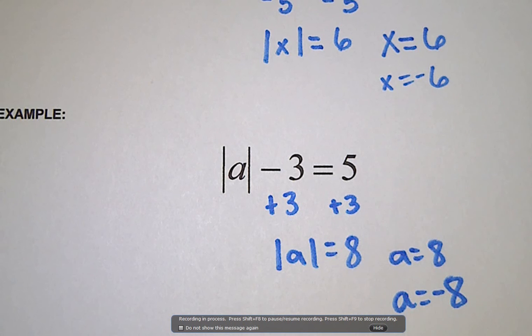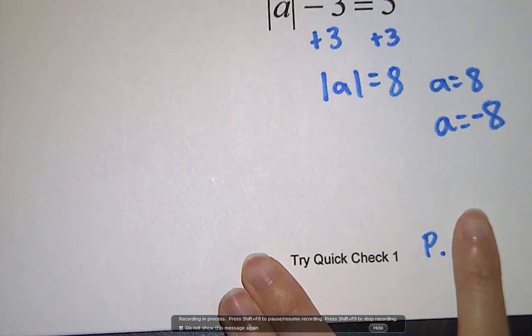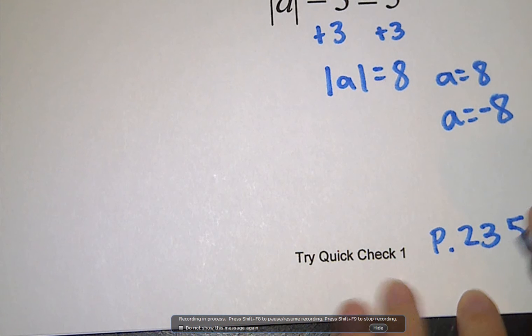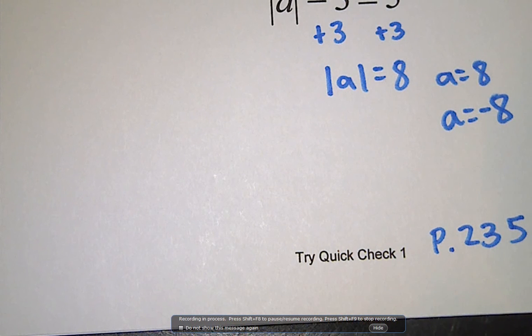Okay, now I would like you to do quick check 1, which is on page 235. Oh, and you can't see that. Hold on here. Quick check 1, which is on page 235. Go ahead and do all of them, A through D. Pause the video and then hit play when you're ready.